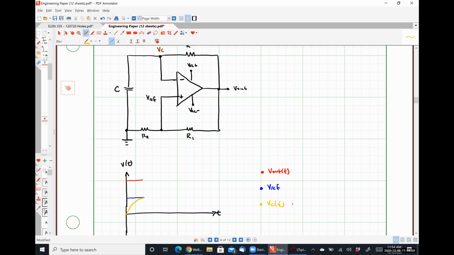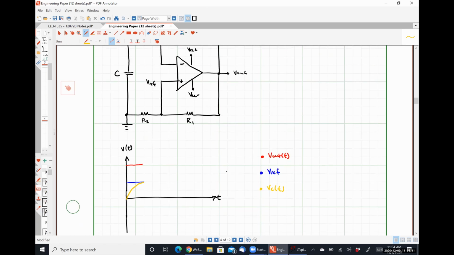So the capacitor is going to see a negative voltage, which means it's going to start discharging. It takes time for it to discharge. So we have something like that. This guy, that's the wrong color.